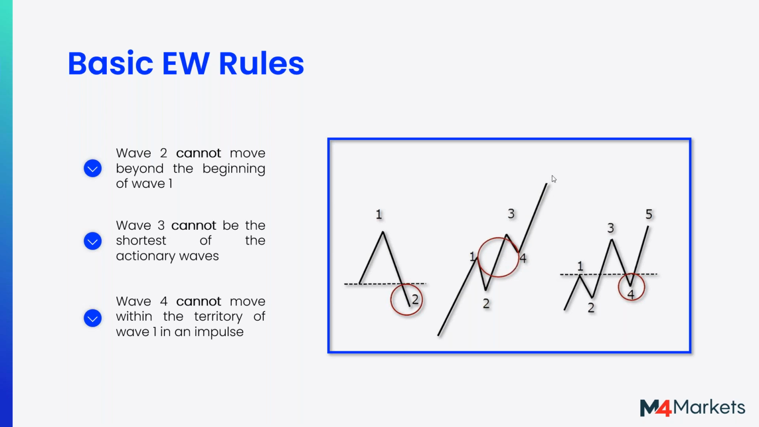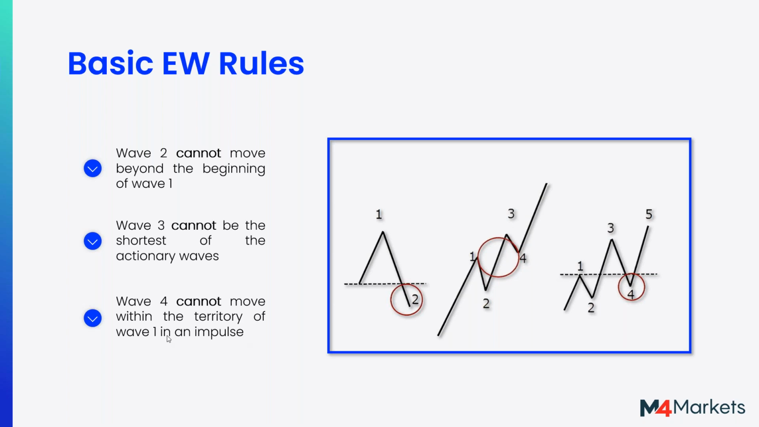You see 1, 2, 3, 4, and 5. Never the third can be the shortest, never. 1 can be bigger than 3, but not 5. Or 5 can be bigger than 3, but not 1. So 3 has to always be not the shortest of all.